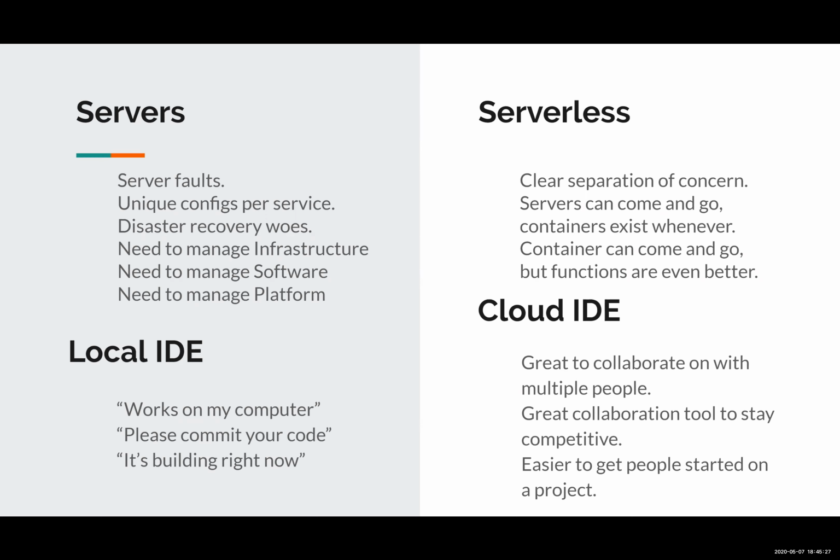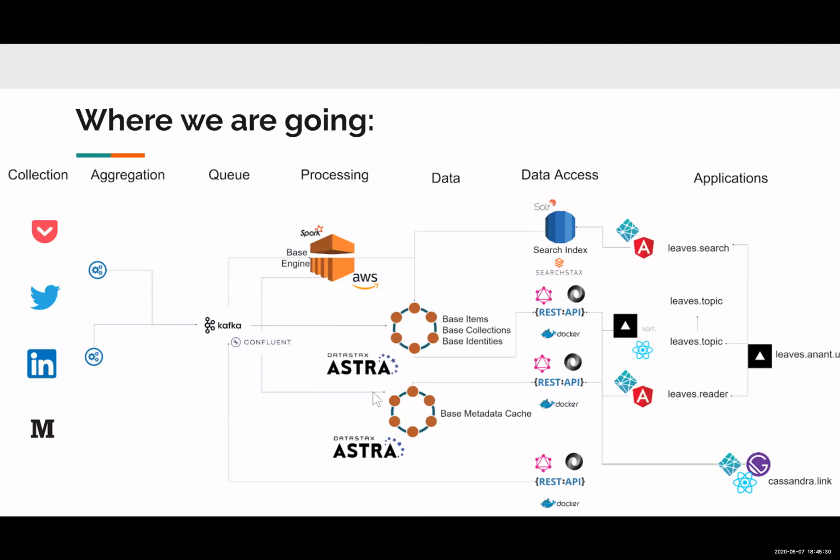This is where we're going. We are going to cover Astra today. We're going to cover some APIs that are built with Python and with Node that represent this layer right here. We will show you the interfaces such as the Leaves interface in Angular, in React Next, as well as React Gatsby. And then in subsequent webinars, we're going to cover the rest of the stack, including using Spark for machine learning to make this knowledge smarter, to have recommendations.